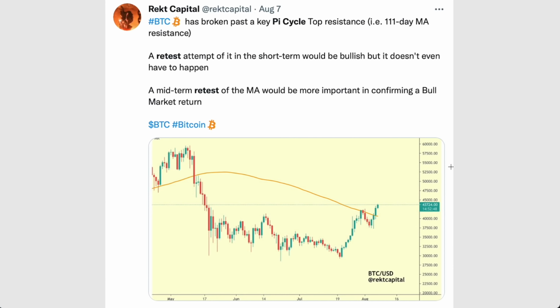That's one of the most important things to take note of, because I mentioned this yesterday, but I also mentioned this over a month and a half ago, almost 2 months ago, on Twitter, where I spoke about this 111-day moving average, this Pi cycle moving average, being an important region to break beyond. In the short term we didn't see a retest of that moving average, but a midterm retest would be even more compelling, because it is an additional confirmation for returning into a bull market.